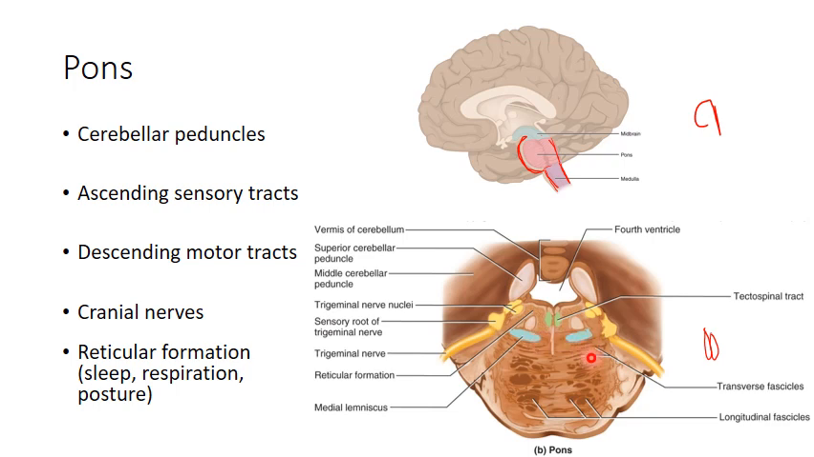We also do have the presence of descending motor tracts, and so an example of that would be this tectospinal tract shown here. That's going to be a motor tract that's moving out of the body.